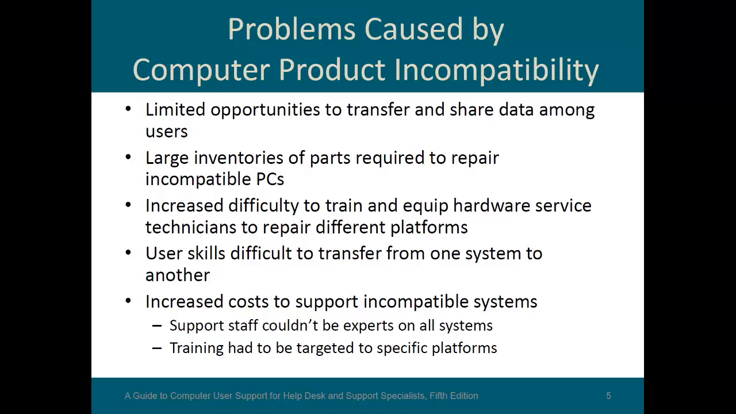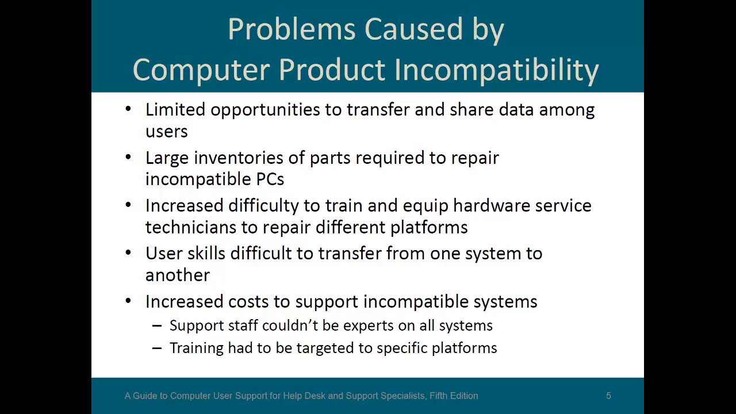So the problems caused by computer product incompatibility. They had limited opportunities to transfer and share data among users. It was a lot harder for computers to talk to each other. Large inventories of parts required to repair incompatible PCs. So instead of having, say, for instance, a floppy drive for one manufacturer that works on all PCs, you had to have a different floppy drive for each one.